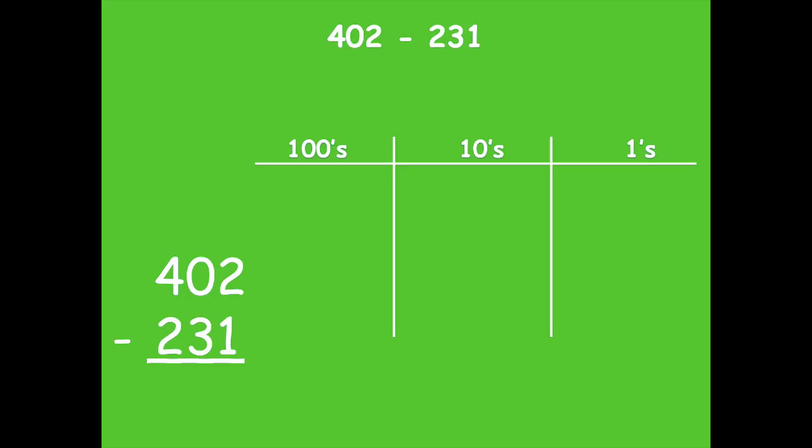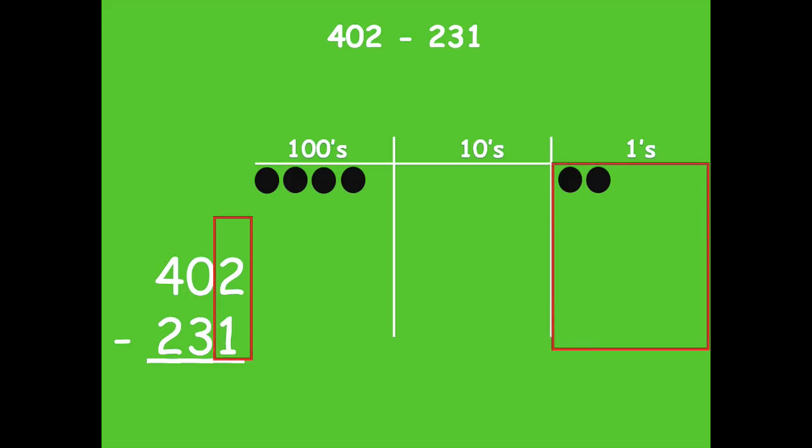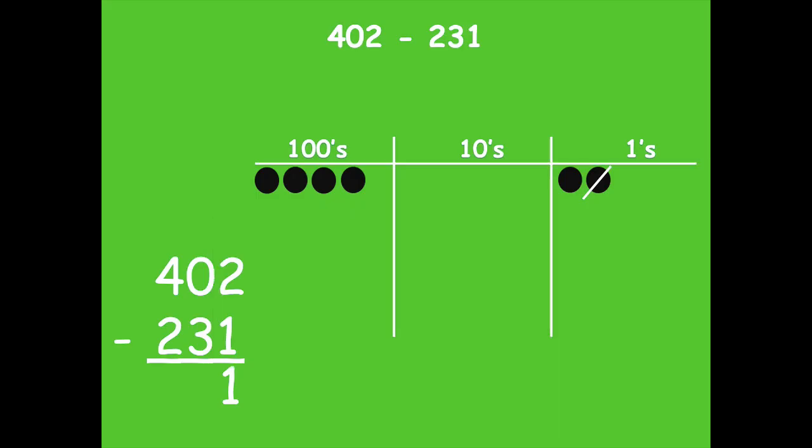Now remember, when you're subtracting, you're always modeling the whole on your place value chart. So we're going to model 402. So 402 would be 4 hundreds and 2 ones. Now typically I'm going to start in the ones place, right? Well, I have 2 ones and I'm going to take away 1. Oh, I have enough. Okay, so I can just cross that off. So 2 minus 1 is 1.